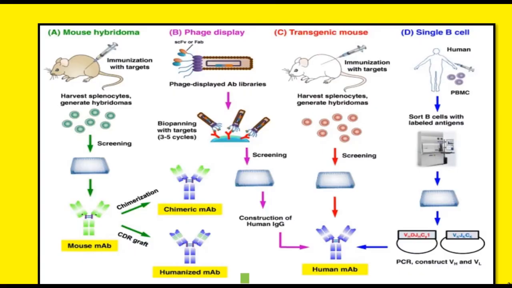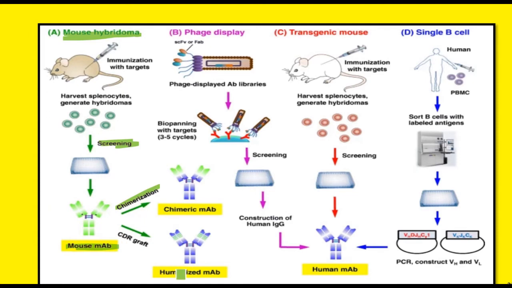Let us understand each production method by figure. In mouse hybridoma technology, a mouse is immunized with targets. Then the splenocytes are harvested, which generates the hybridomas. Screening will be done. Then the mouse antibody will be produced. These antibodies can be chimerized. Then these can be humanized.